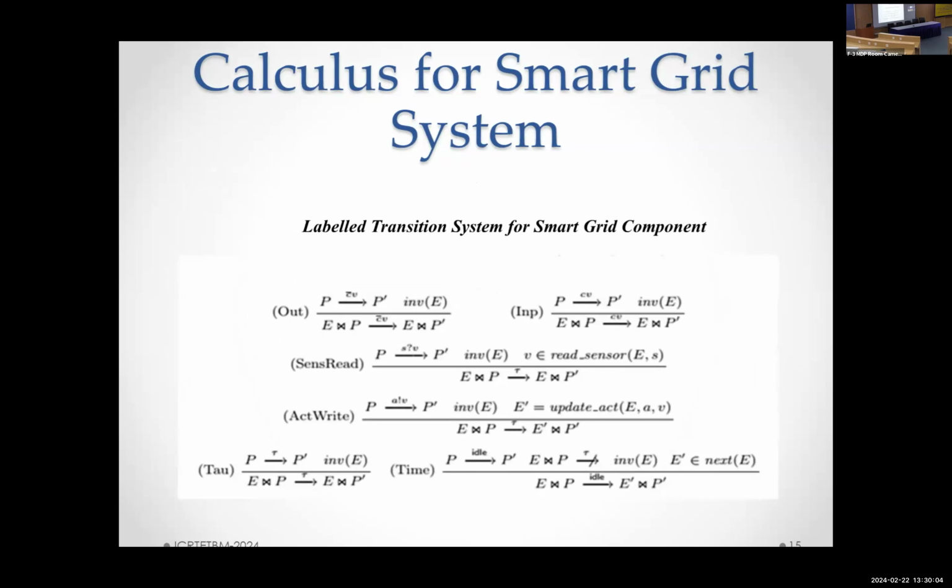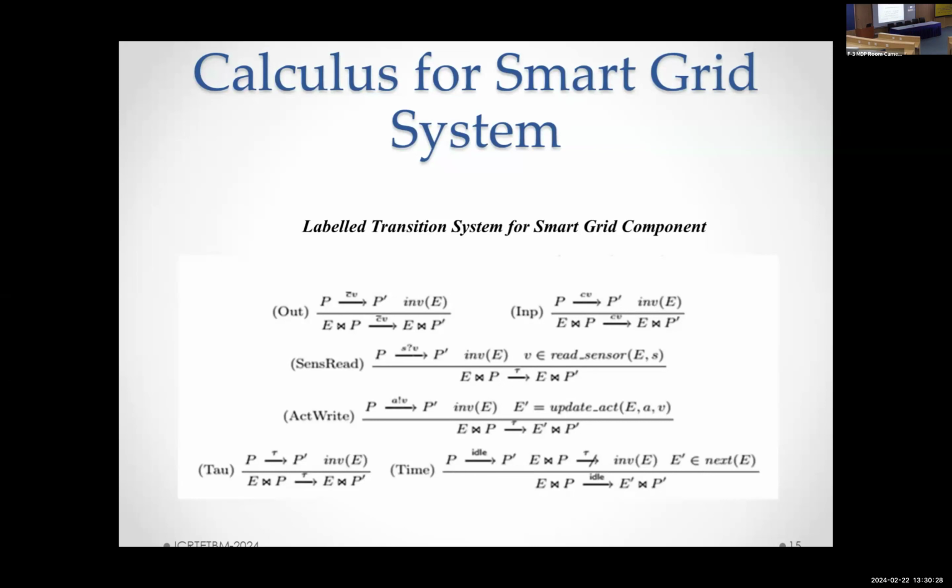A labelled transition system is basically a ternary relation: a process, after receiving some input, goes to another state. After applying some processes, it moves on to the next state. Like that, we define the labelled transition system for the process, and after that we define it for the smart grid components like actuators and sensors.